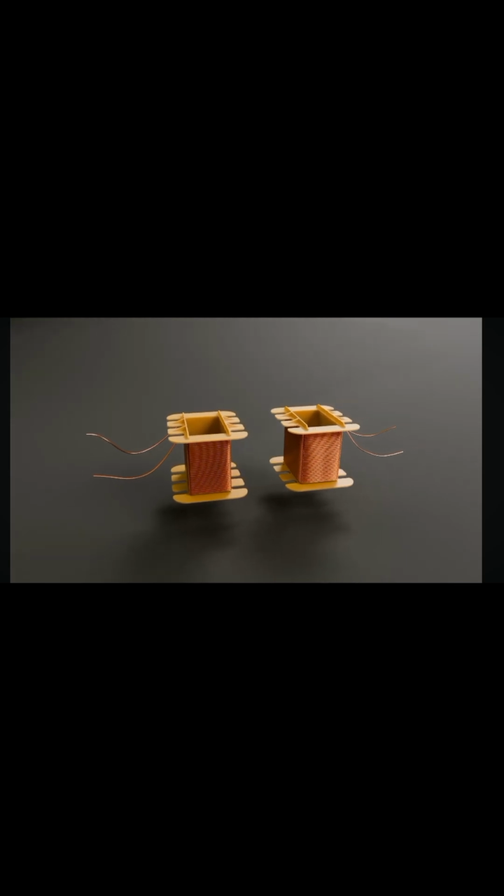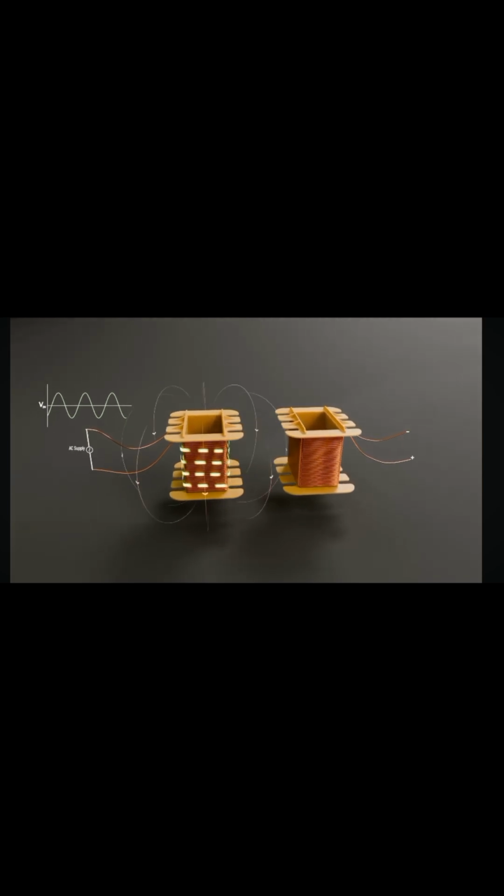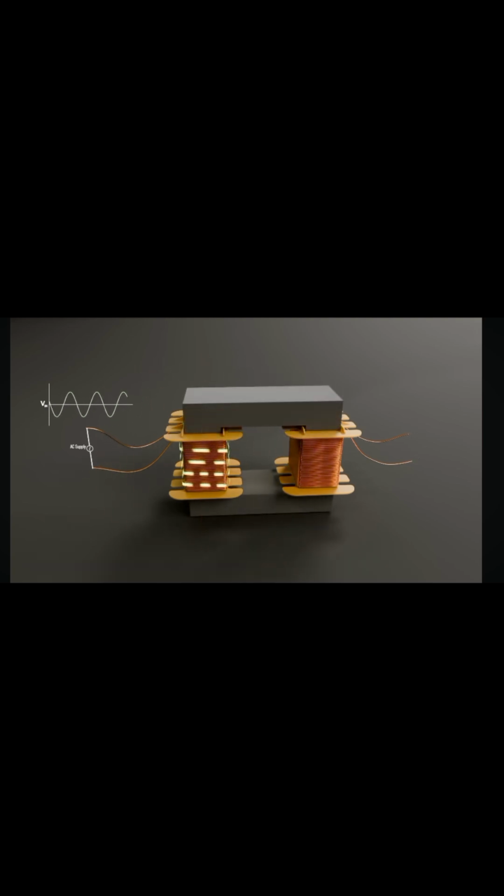When either of the two coils is fed with an AC supply, the alternating magnetic field produced by that coil links with the other coil, inducing a voltage. However, this transfer of electrical energy is very inefficient because only a small part of the magnetic field from the first coil links with the other coil. To improve efficiency, coils are wound around a core made of ferromagnetic materials like iron or steel.